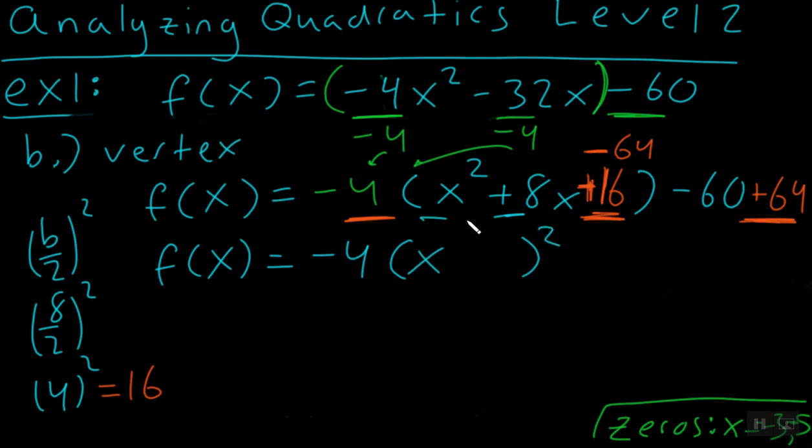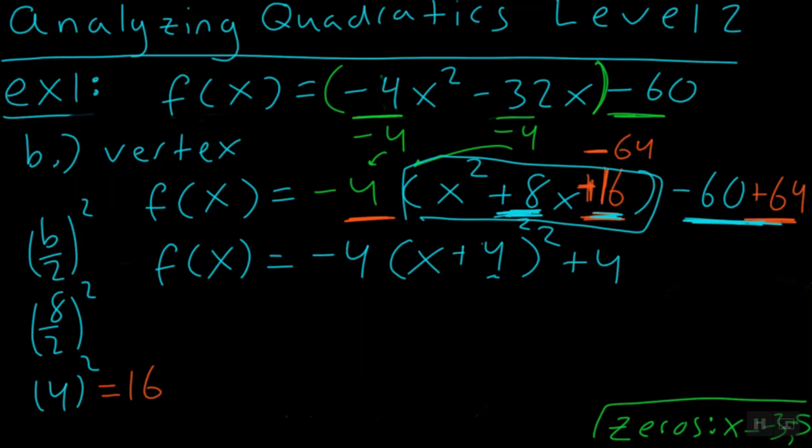And remember, when I'm taking my trinomial and writing it as a perfect square, I'm looking for the number that can add up with itself to be 8 and multiply with itself to be 16, and it will always be half of our b term. 8 divided by 2 is 4. Look, 4 plus 4 gets you to 8, and 4 times 4 gets you to 16. And then right over here I have -60 plus 64, which will give me a positive 4.